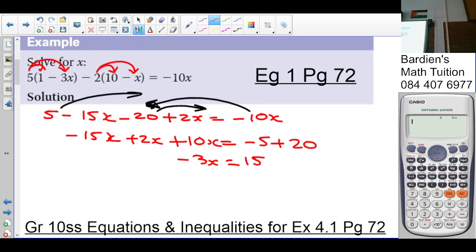Not so? Yes. What do I do thereafter? Divide both sides by negative 3. That cancels, so x is equal to negative 5. Okay, who doesn't understand? You all understand? Okay.